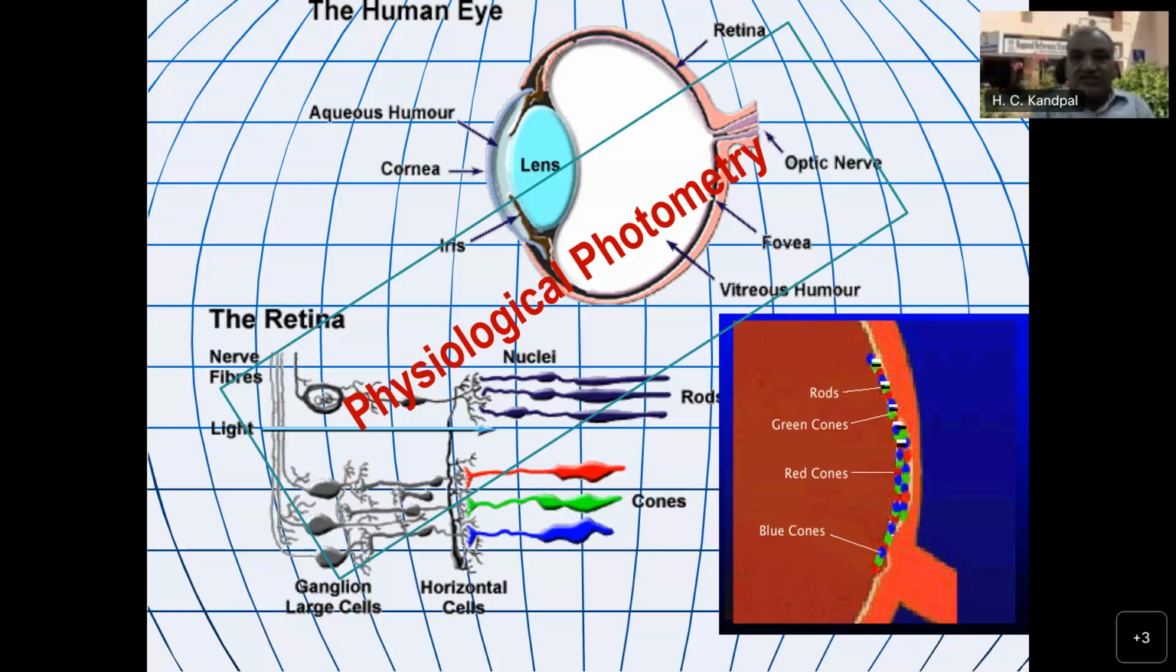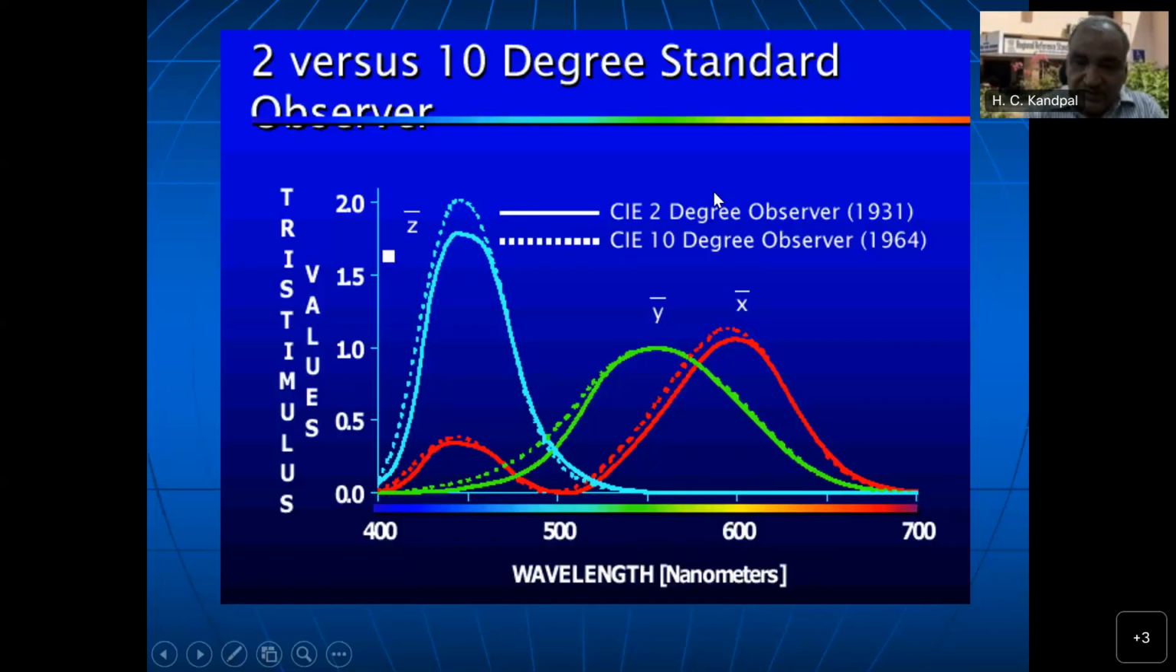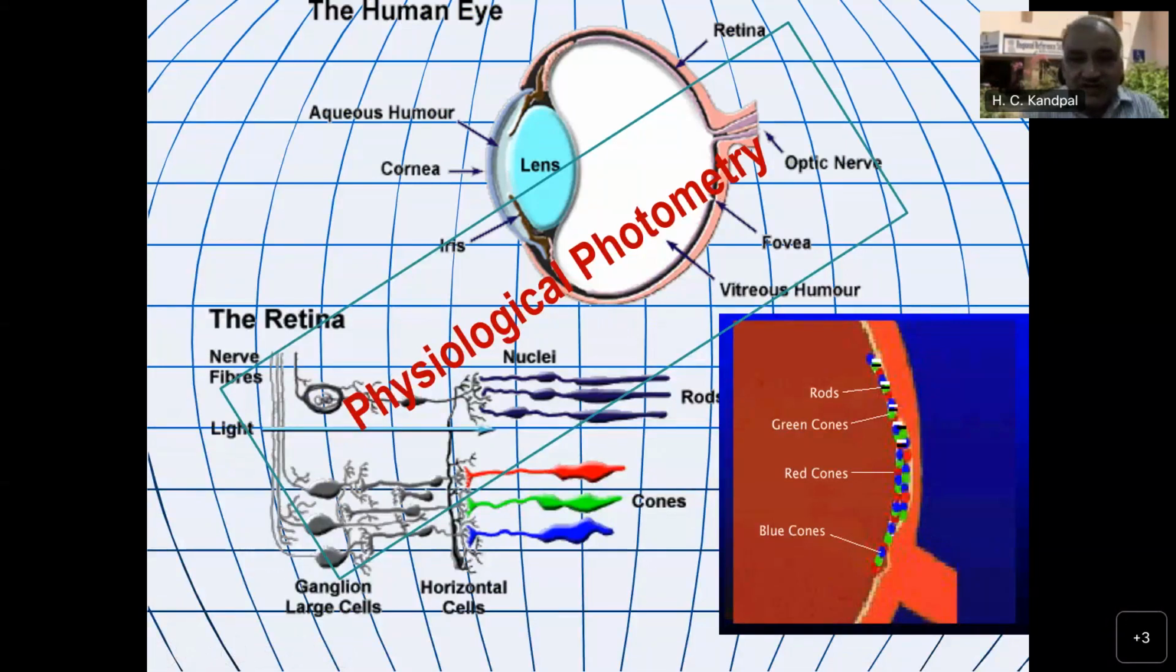Only that you can see the intensity of light by means of the rods that are present in our eye. Firstly, it was found that these rods and cones are confined in the foveal region, which is here. And because of that, the sensitivity of the human eye was defined in a different way.